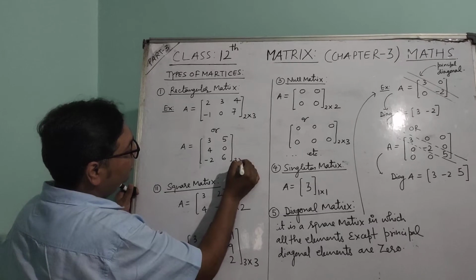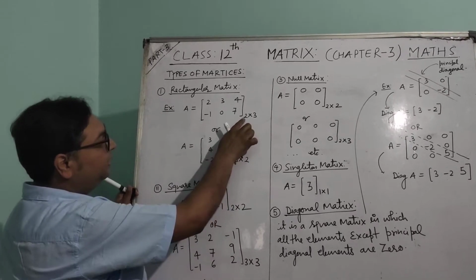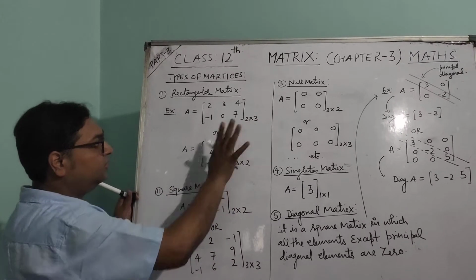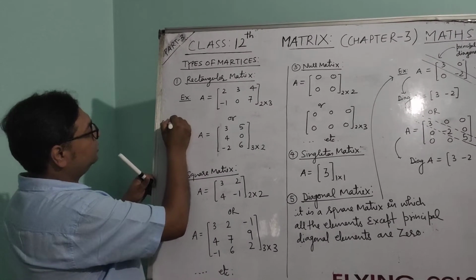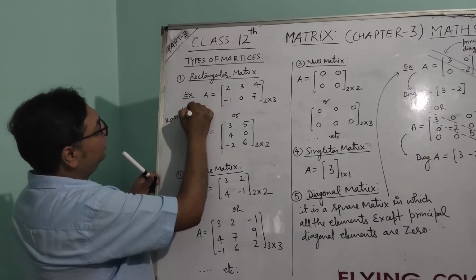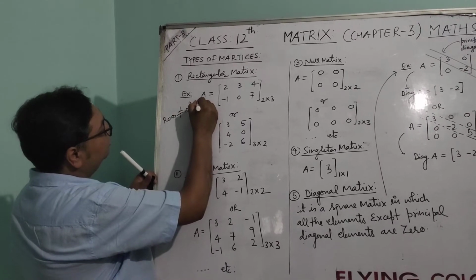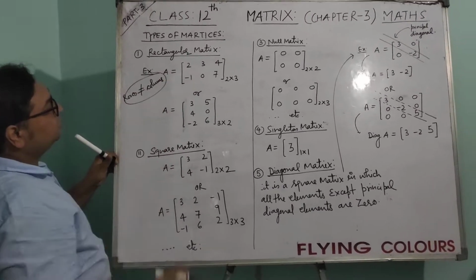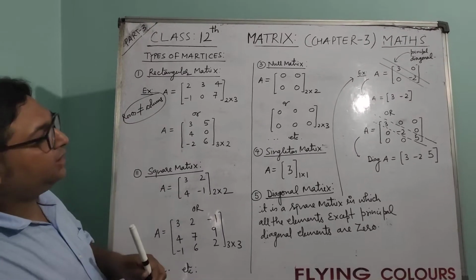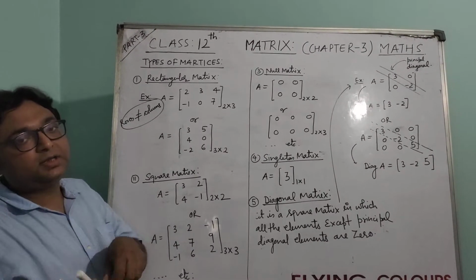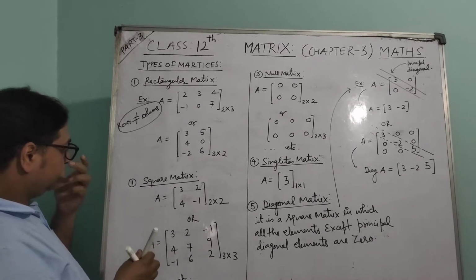So what will be the order of the matrix? 3 into 2. Where the number of columns is not equal to the number of rows. Rows is not equal to columns. So where rows is not equal to columns, that matrix will be called a rectangular matrix.